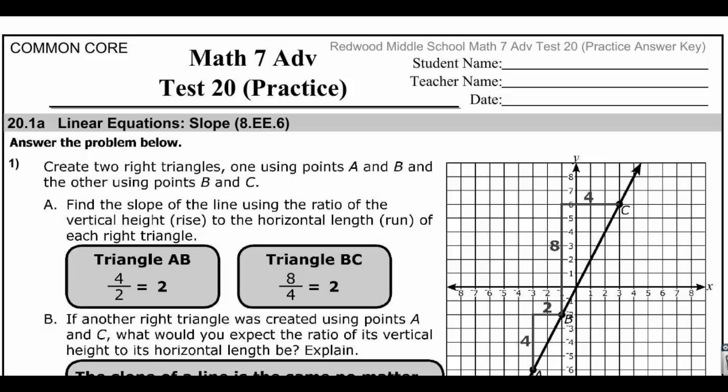All right, let's take a look at the Week 20 practice test. And I'm hoping that you'll have looked at this by the time you get to class on Monday so we can go directly to questions and not just go to the problems themselves.